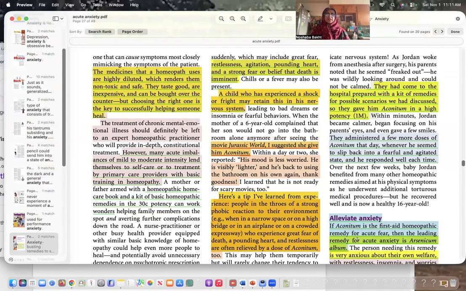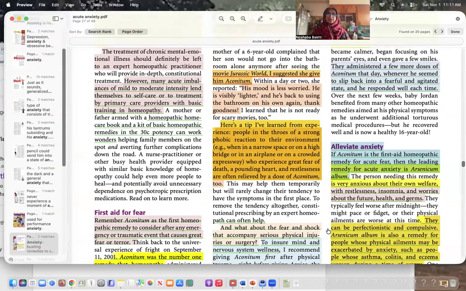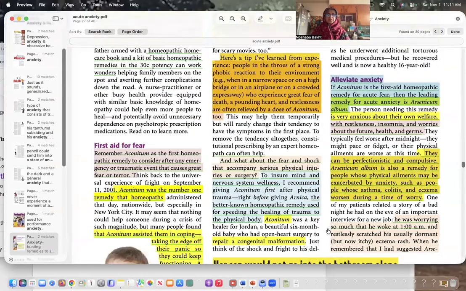Another remedy in acute anxiety is Arsenicum album. These people are very anxious about their own welfare, with restlessness, insomnia, and worries about their future health and germs. They're very clean people. They're chilly and perfectionist, and they want to keep everything in order and clean. Arsenicum album.